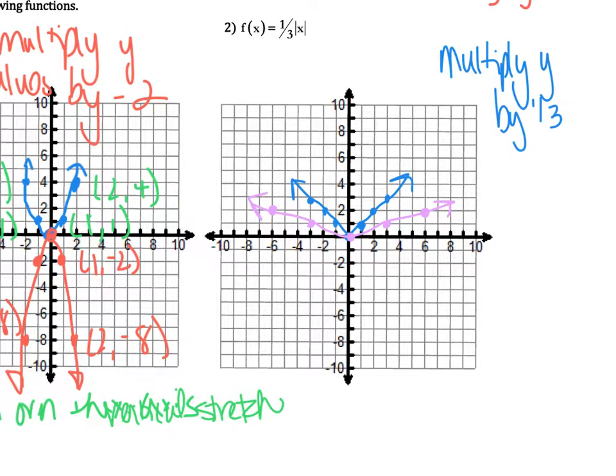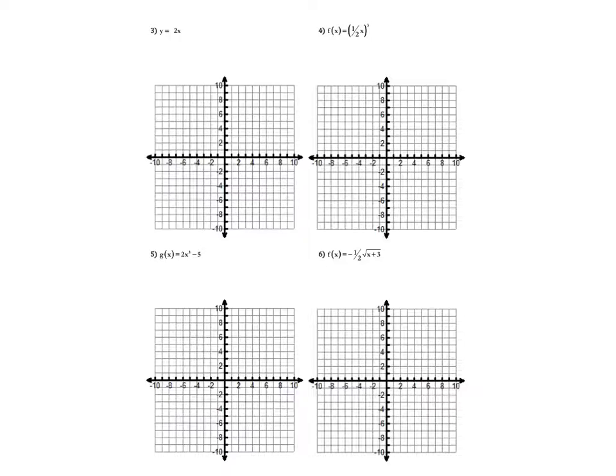Okay. Notice that the absolute value of a was between 0 and 1, so I had a vertical shrink. Notice that I am shorter. I'm not as tall. Okay. All right, so let's go ahead and go to the next page.